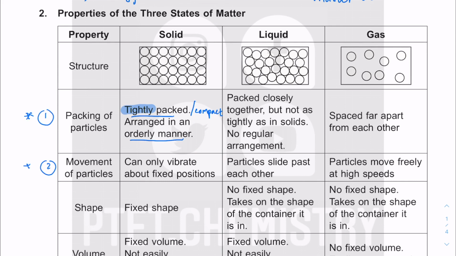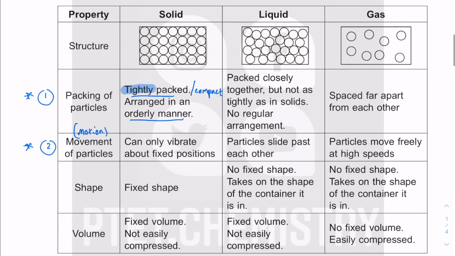The second bit is to do with movement. The other thing mentioned in the syllabus was on motion, so that could be one of the things they ask you. So the important thing about solid is that we talk about fixed position, we talk about vibrate. So solids do not move randomly, they only vibrate about fixed positions, and liquids do not move randomly as well, they slide past each other.